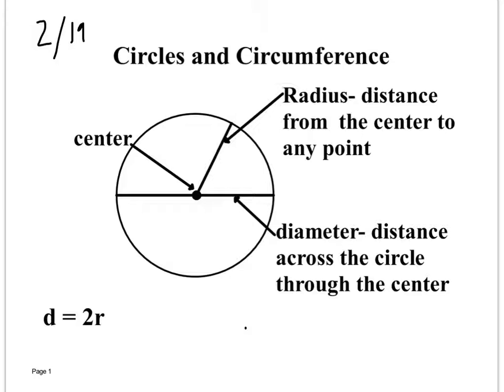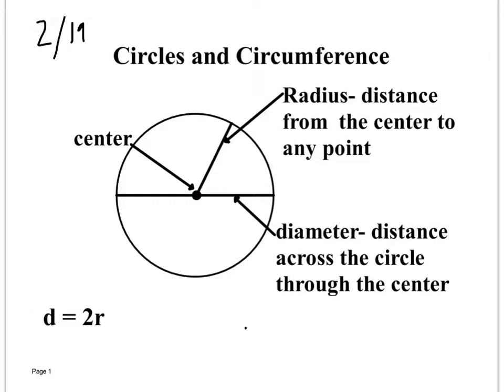Radius is the distance from the center to any point on the circle. So this is the radius. The diameter is the distance across the circle through the center. It has to pass through the center, just like the radius has to start at the center.